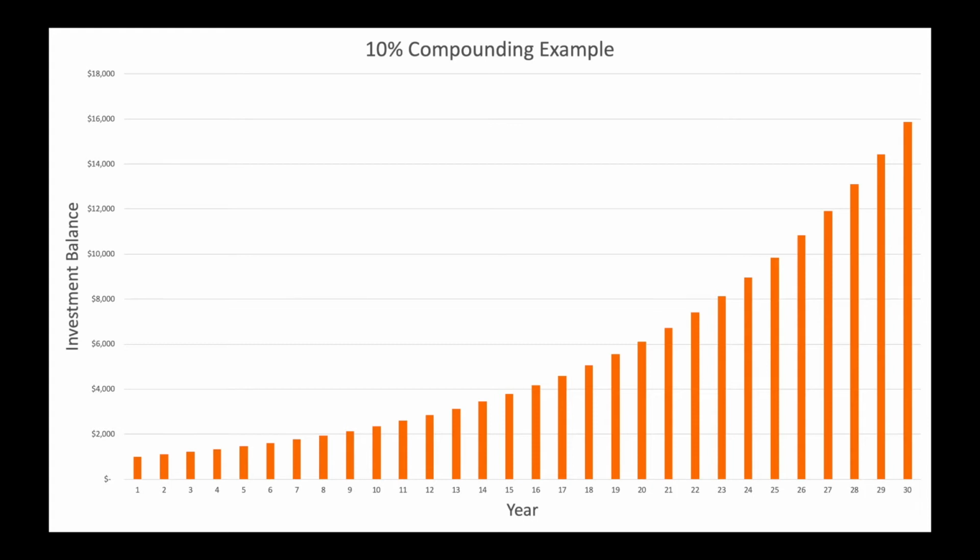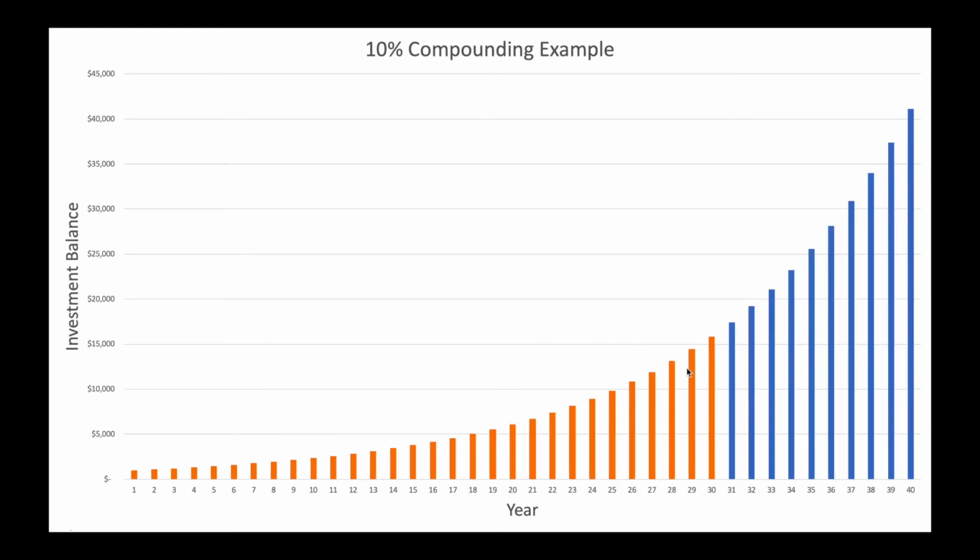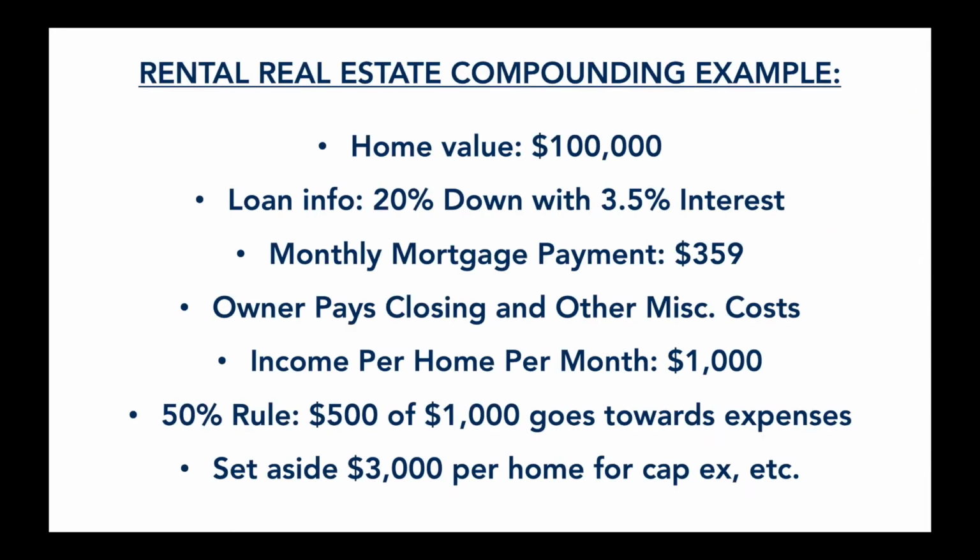So if we continued this graph through year 40, you can see what looked to be a very large number in comparison at year 30 is not even half of what we have at year 40. So now let's look at a compounding example that has to do directly with rental real estate.